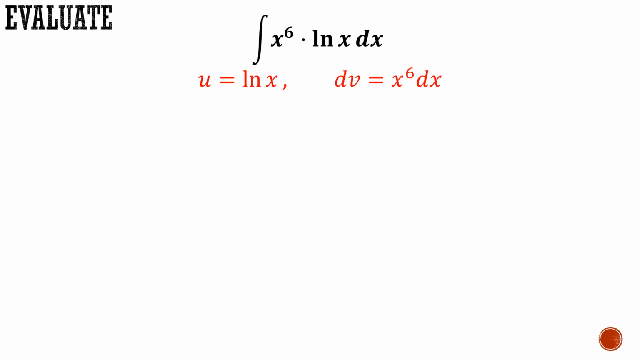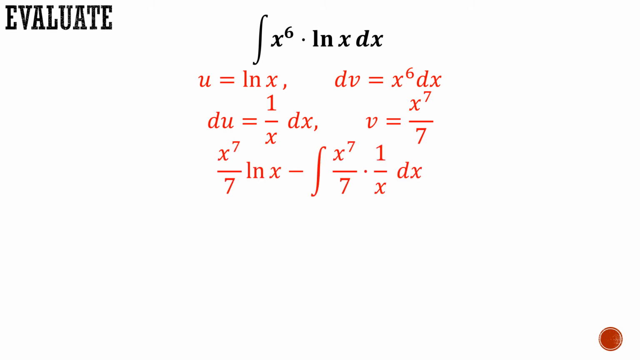Now, taking the derivative of u, I'm going to have 1 over x dx for du, and integrating dv, I'm going to have x to the 7th over 7. Now plugging into my formula, I have x to the 7 over 7 ln x minus the integral of x to the 7 over 7 times 1 over x dx. Simplifying that right piece of it, the integral piece, I have x to the 7 over 7 ln x minus 1/7 integral of x to the 6 dx.